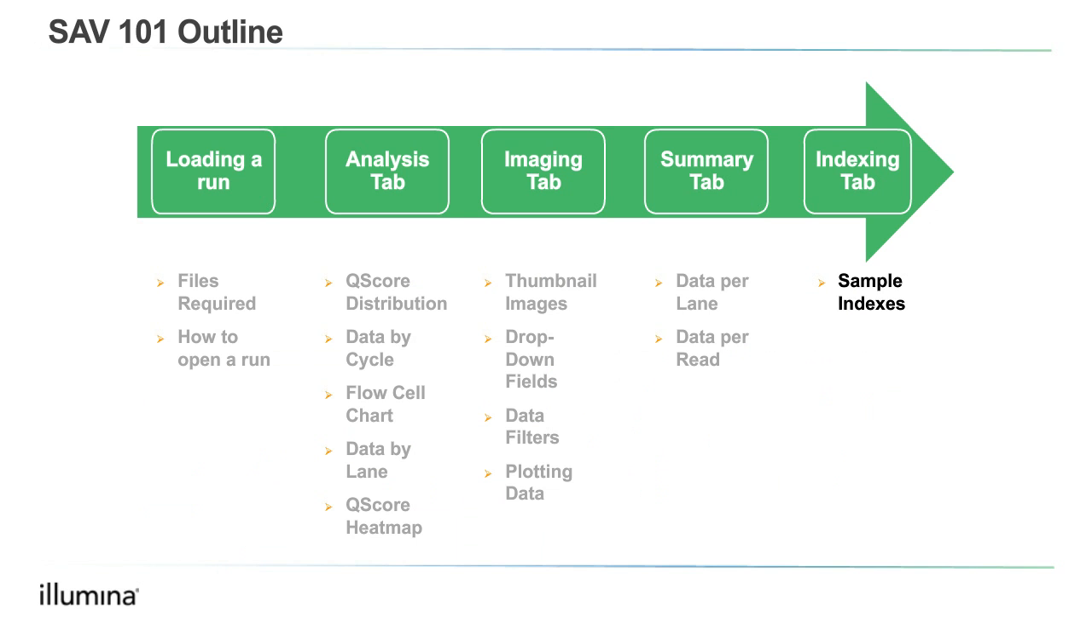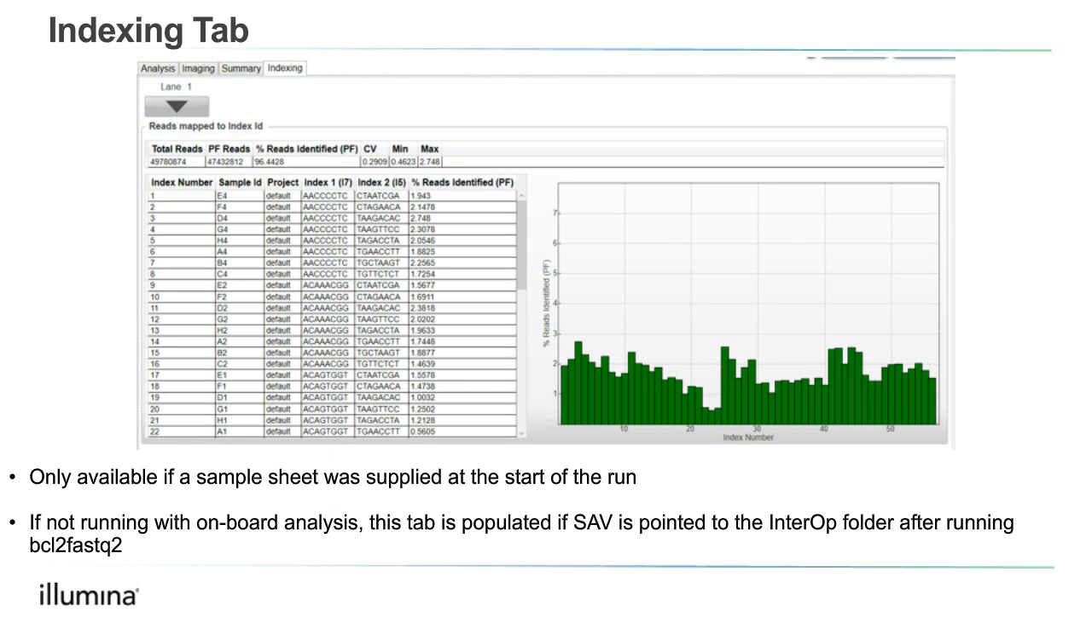Finally, let's move to the Indexing tab. The Indexing tab is only available if the sample sheet was supplied at the start of the run, because the Indexing tab pulls the index sequences from the sample sheet. Here you can see there are more than 50 samples, as shown in the table on the left and the graph on the right.